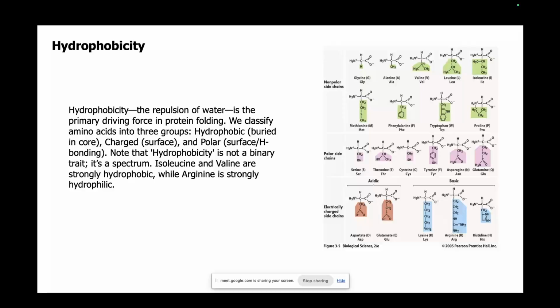And one thing to note is that every amino acid is hydrophobic to a certain extent. So it is not a binary thing, that it is either hydrophobic or not hydrophobic. It is a spectrum. Some amino acids are much more hydrophobic than others, and some are much lesser. So just keep that in mind. Two examples would be isoleucine and valine, which are strongly hydrophobic, and arginine, which is hydrophilic.